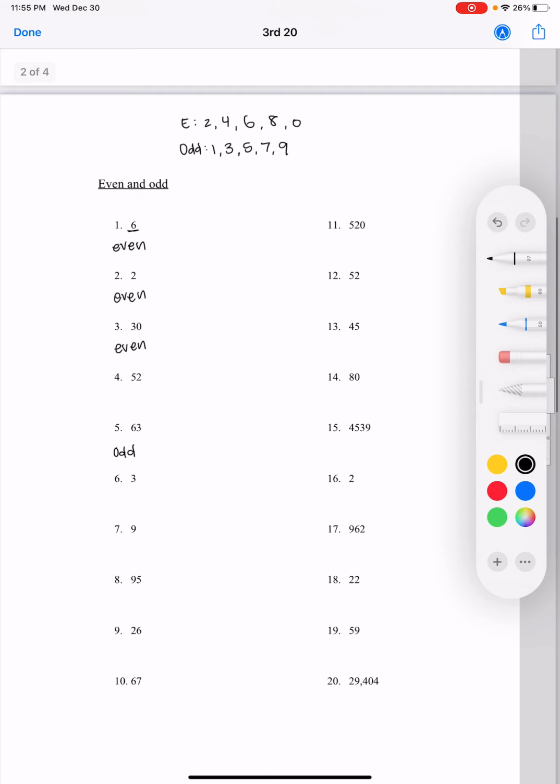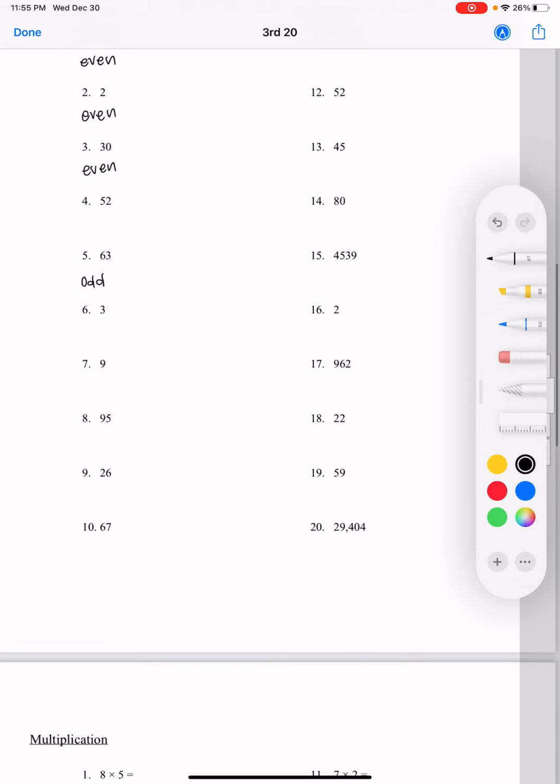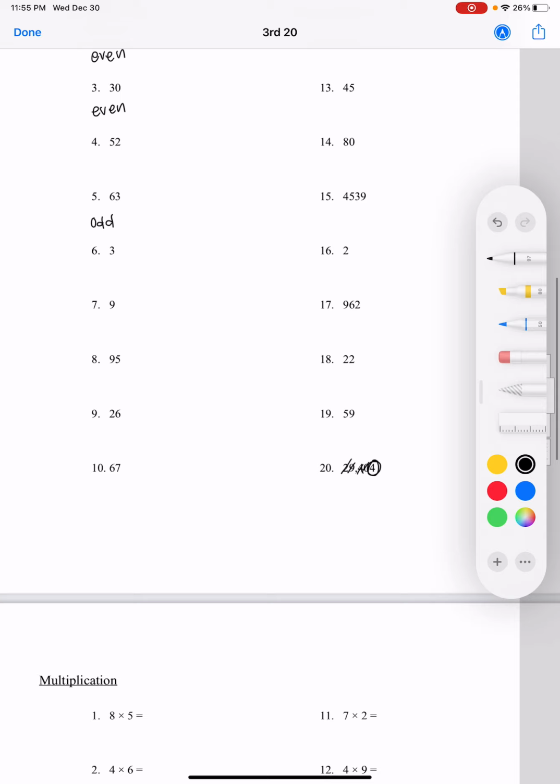Even if it's a big number, like let's say number 20, 29,404, regardless of what the other numbers are, we only pay attention to this last 4. And we know that 4 is an even number, which would make number 20 an even number.